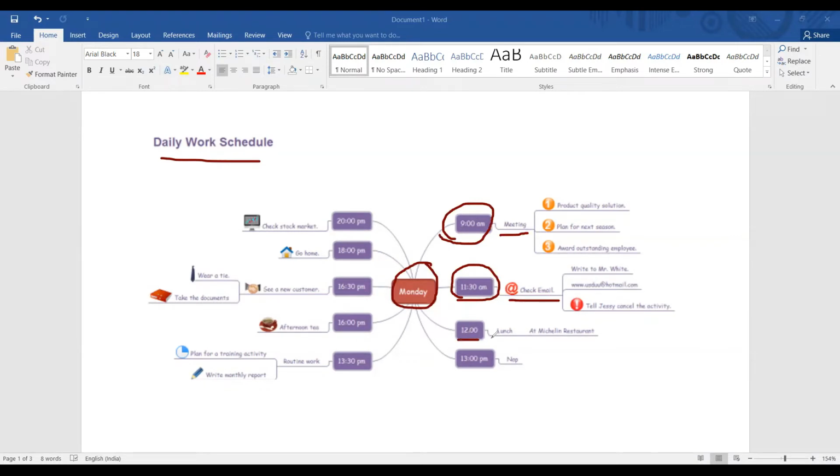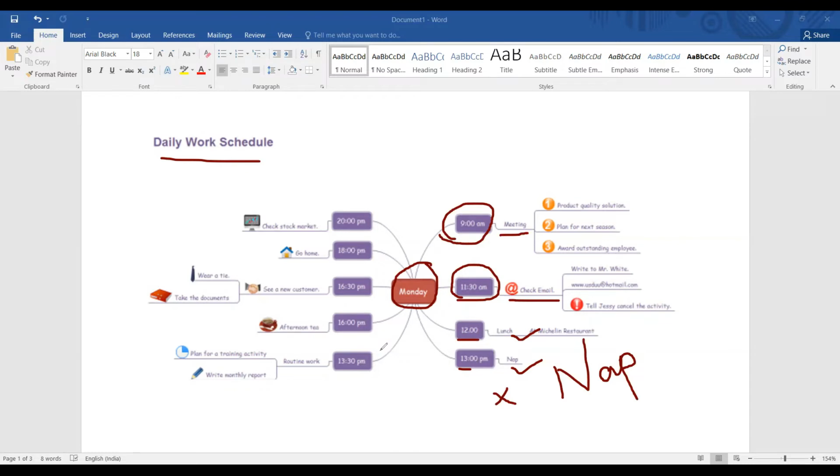Then at 12 o'clock, we are going for lunch. And at 1 o'clock, a nap. What do you mean by the word nap, dear? A nap means a small sleep. Okay, so this is not needed, but just for a schedule I have done this.